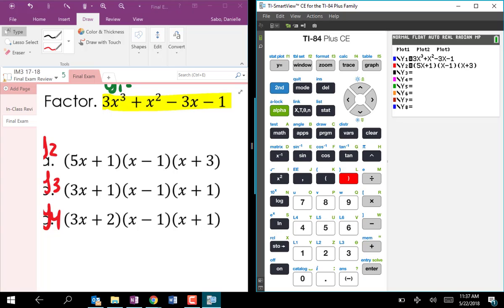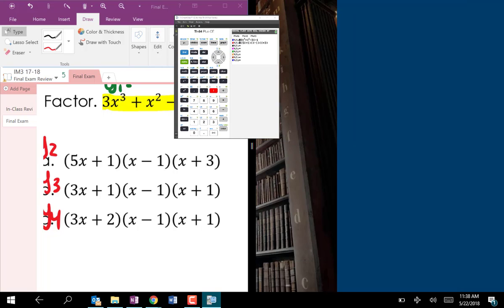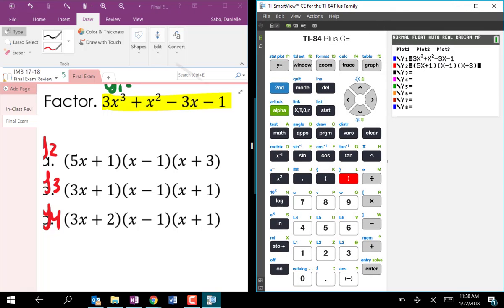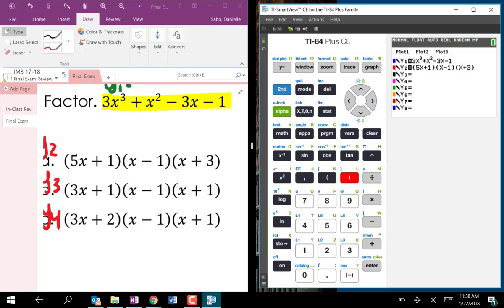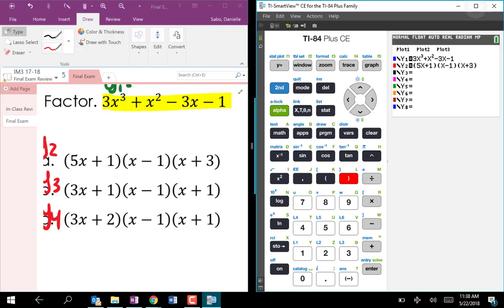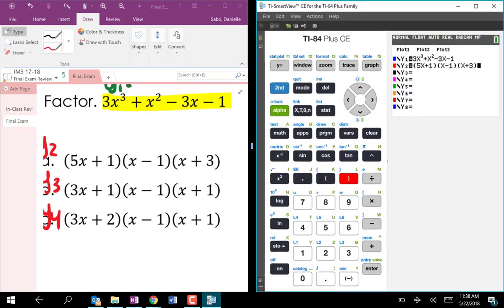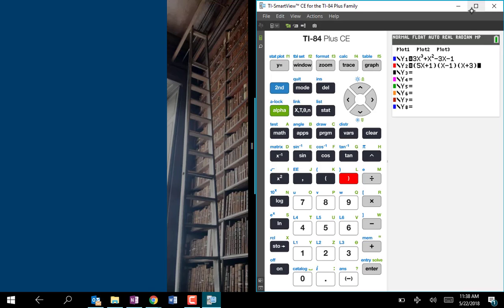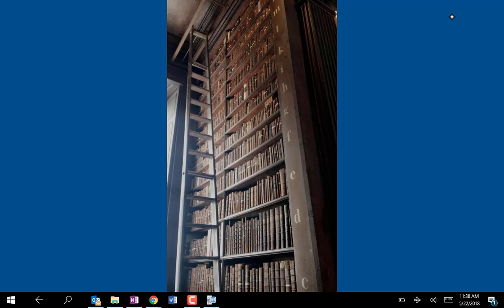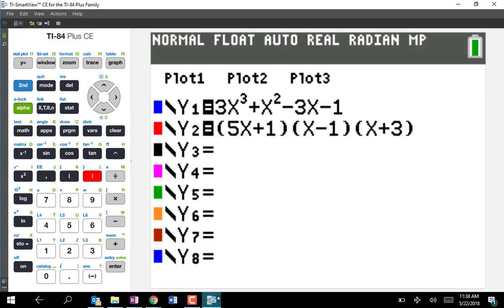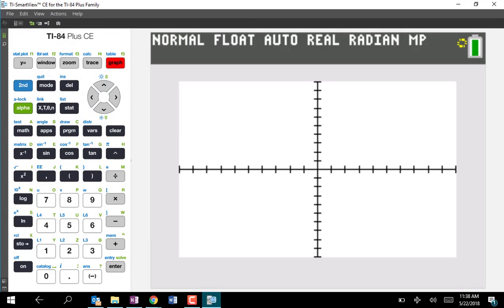Now watch what happens. The first line is blue. The second line is red. So let's see what happens when we do this problem on your final, if it is a problem on your final. Why is this not making it bigger? Come on. There we go. Okay, I'm going to press graph.